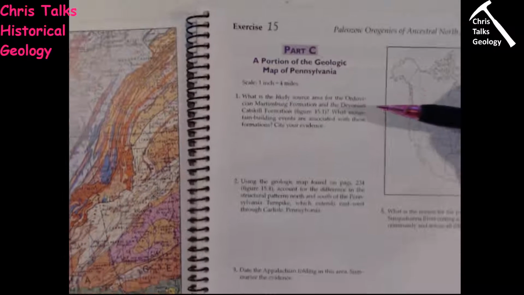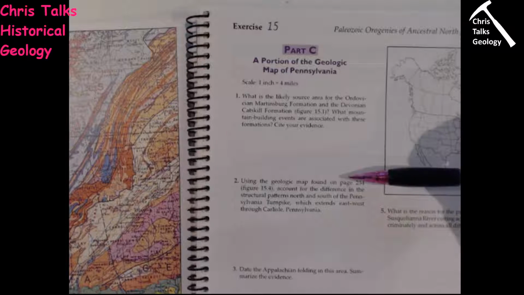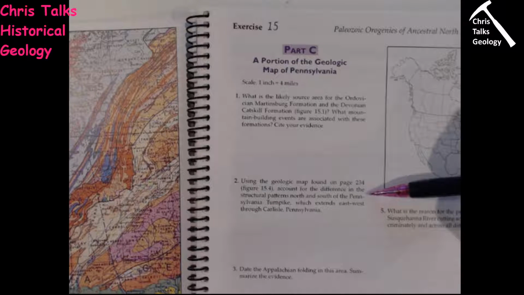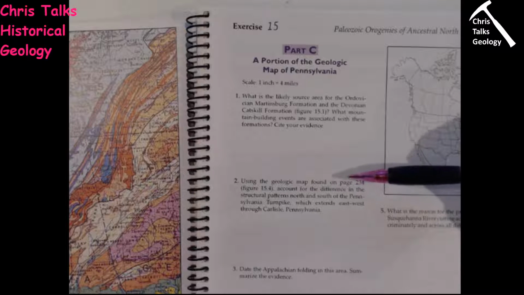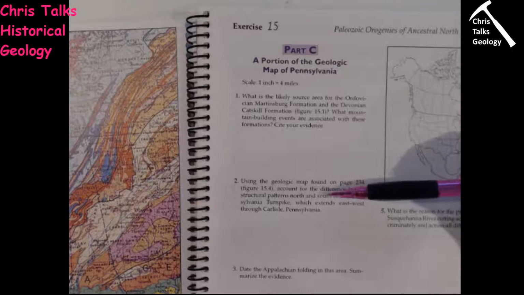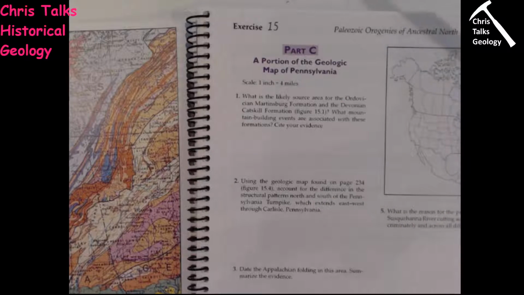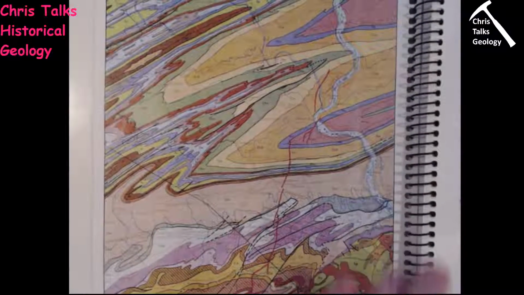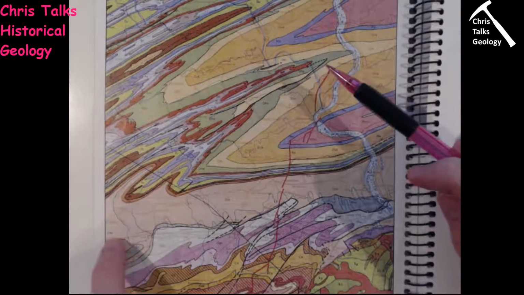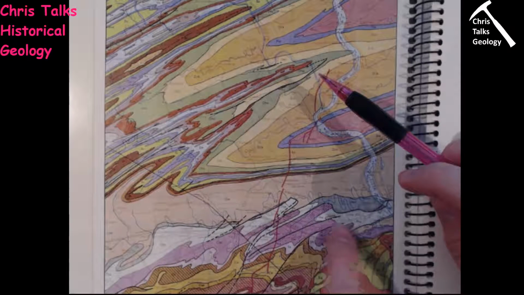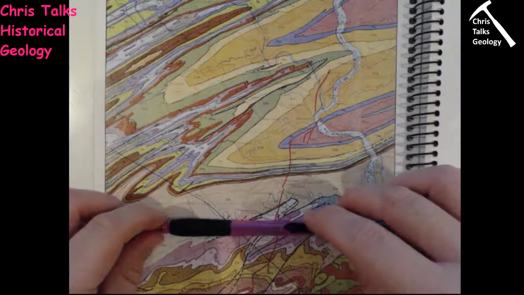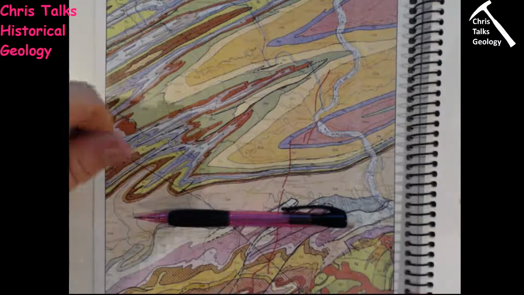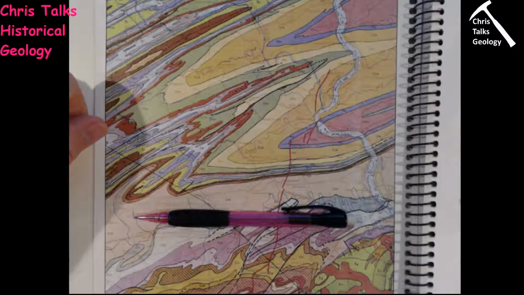Okay, question 2. Using the geologic map found on page 234, which we just saw a second ago, account for the differences in the structural patterns north and south of the Pennsylvania Turnpike, which extends east-west through Carlisle, Pennsylvania. If we look for the Turnpike, I actually spent a minute finding it earlier. It runs through here. So we need to try and explain what's going on between these two different terrains.